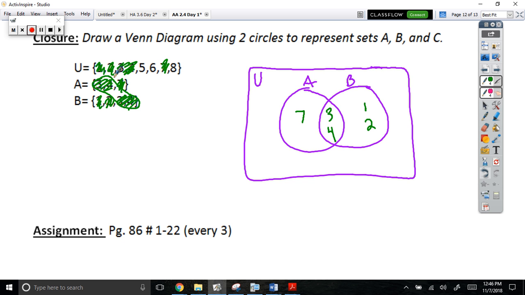So then the numbers you're left with, 5, 6, and 8, you have to put them inside the box, but not inside a circle. So those were like the people that didn't work on Saturday or Sunday. Remember the word problems? They're still in the universal set, or they still work at the company, but they just didn't work on those 2 days. Okay? So the rest of the time is yours to work on the homework. It's not very many questions because you're only doing every 3.